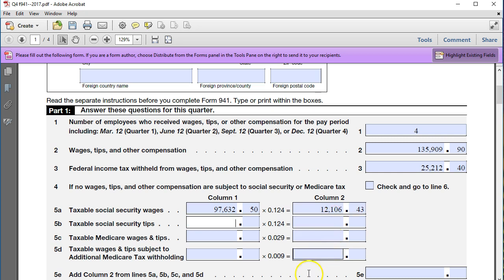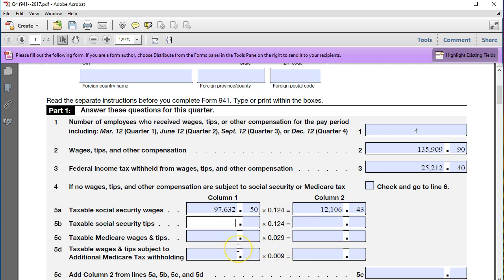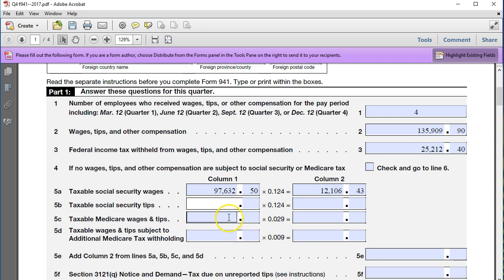You may not recognize that number from our worksheet here as well, and that's because it's going to be the employee portion, this number, plus the employer portion, that number, which adds up to 12,106.43. So that could be a little confusing when we go back and forth from the 941. Back to the 941. We have no tips, which is nice. Don't like dealing with tips.